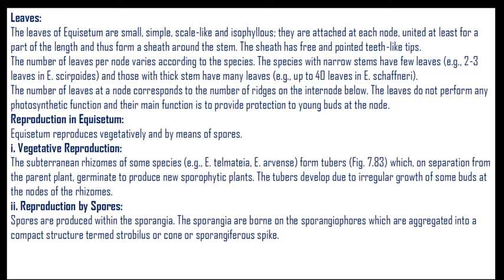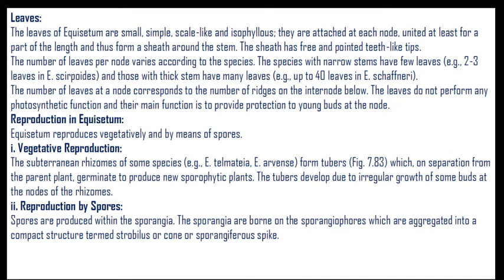The leaves of equisetum are small, simple, scaly-like and isophyllous in nature. They are attached at each node, united at least for a part of the length, and thus form a sheath around the stem. So in this way there is an articulation of a leaf around the stem. The sheath has free and pointed teeth-like tips.